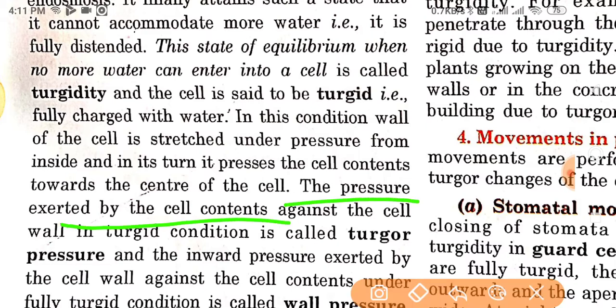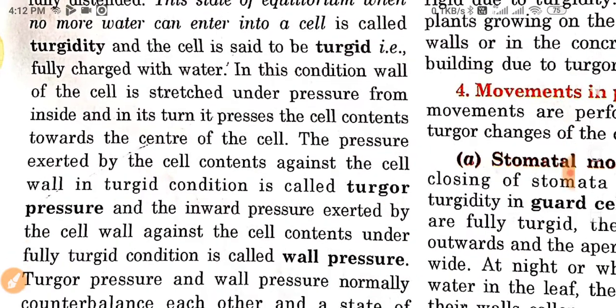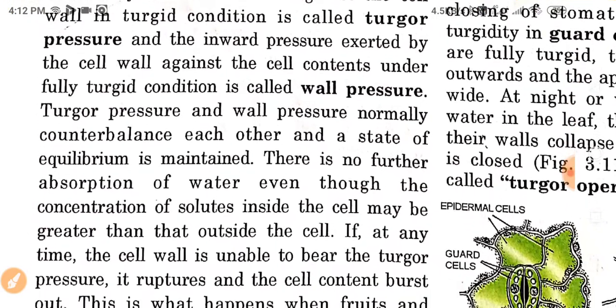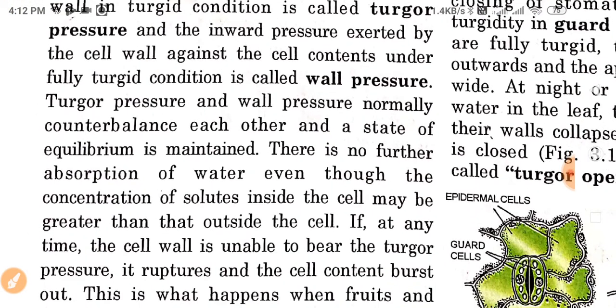The pressure exerted by the cell contents against the cell wall in turgid condition is called turgor pressure, and the inward pressure exerted by the cell wall against the cell contents under full turgid condition is called wall pressure. Turgor pressure and wall pressure normally counterbalance each other, and a state of equilibrium is maintained.